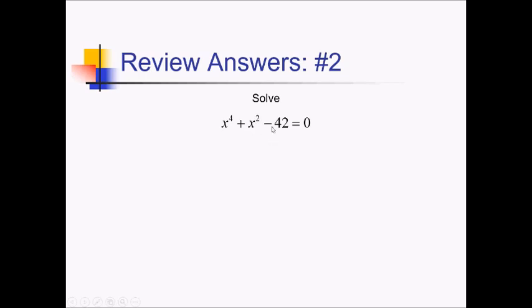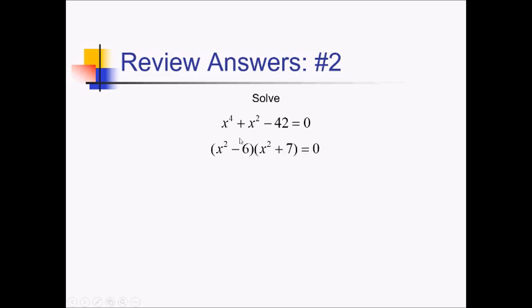So I need factors of negative 42 that add up to 1. There's an invisible 1 next to the x squared for that middle coefficient. So we've got 1 and 42, that won't work. 2 and 21 doesn't work. 3 and 14 is no good. Let's see, 6 and 7 would work if I had negative 6 and positive 7. So I'll split this up into x squared minus 6 and x squared plus 7.